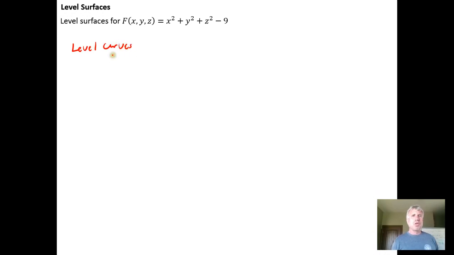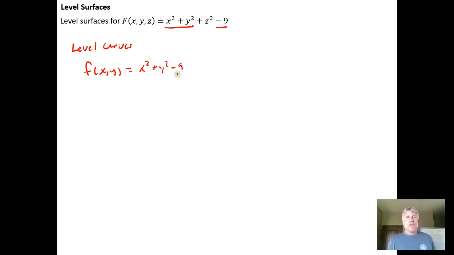And when we did level curves, we had functions of two variables. So for example, we had f of x, y equaling, let's say, just the x squared plus y squared minus 9 piece of this. So x squared plus y squared minus 9. And this is a surface in three-dimensional space. If we graph it, we get a paraboloid.